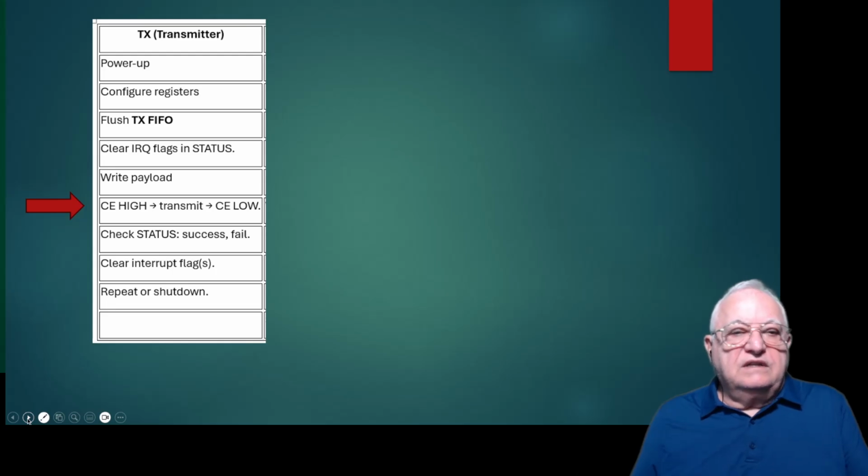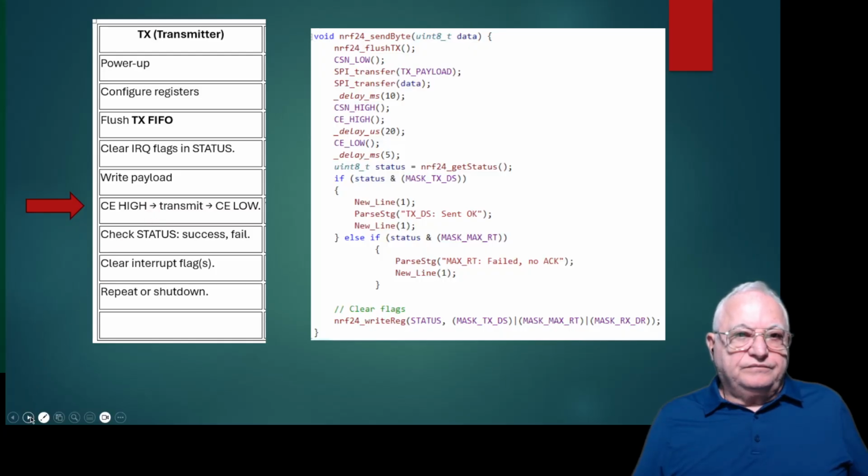Now let's look at how we're going to transmit data. So we're going to go chip enable high, transmit the data, and then we'll go to low. So we went through configuration. So now let's go to the transmit. So we initialize everything. So now we're ready for the transmission.